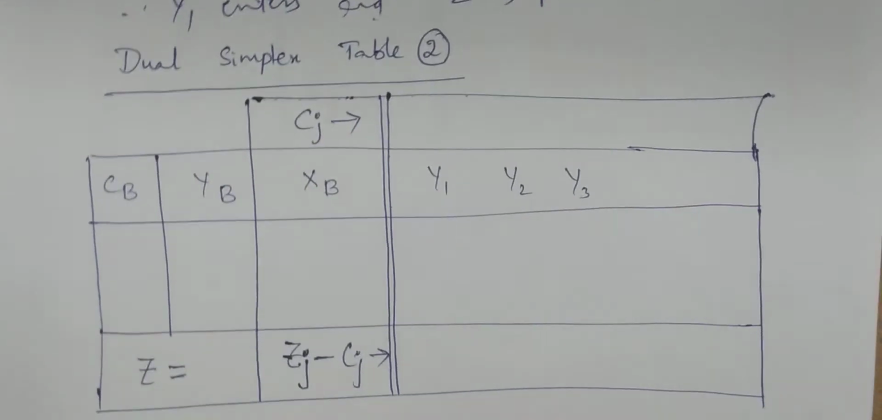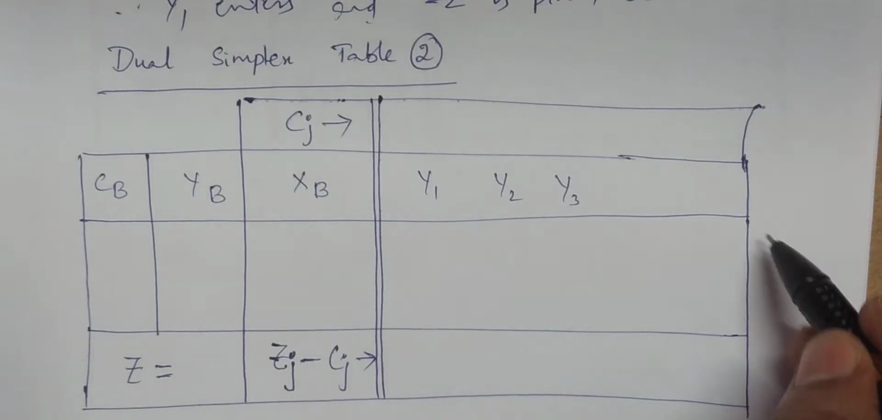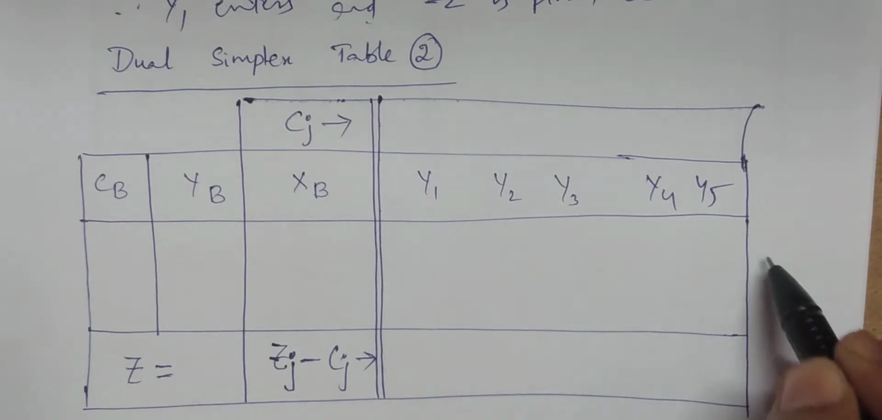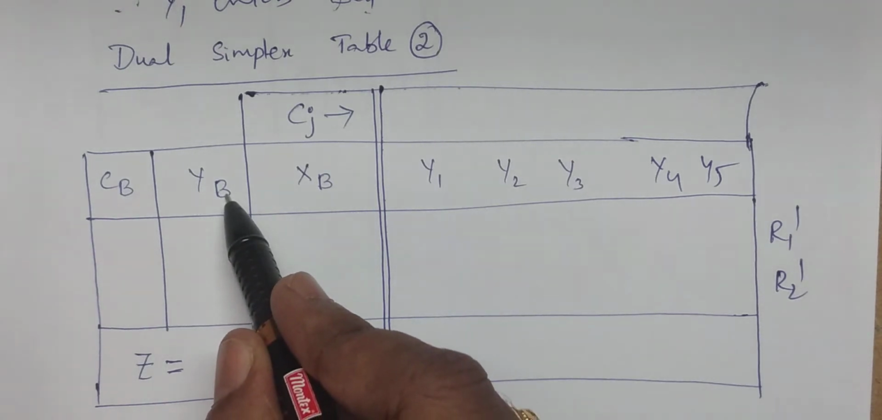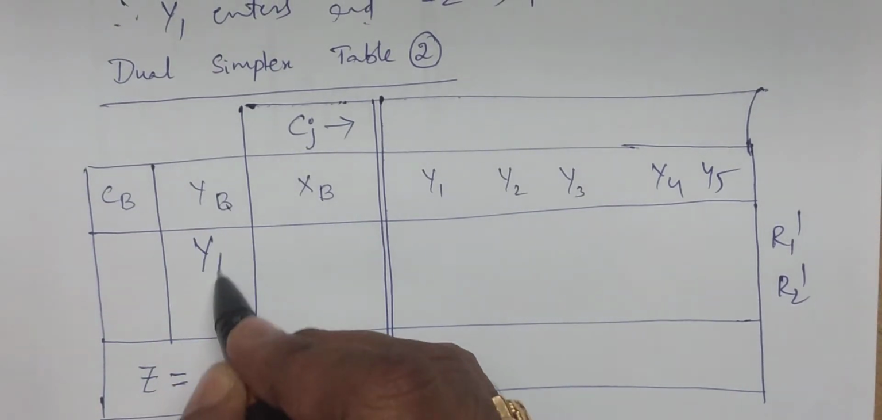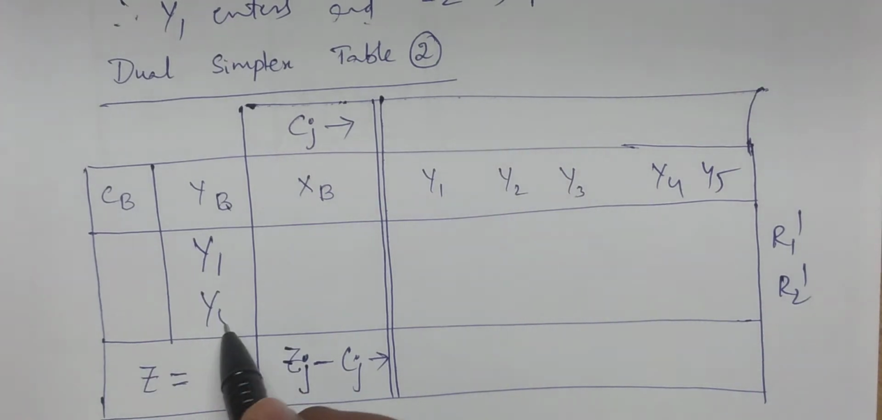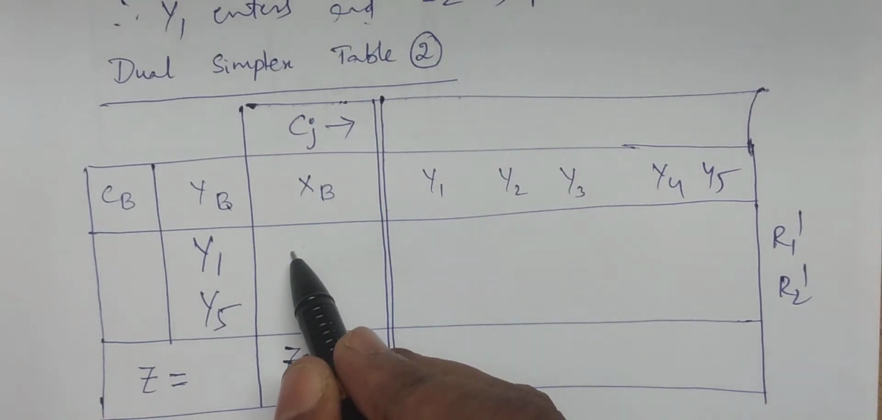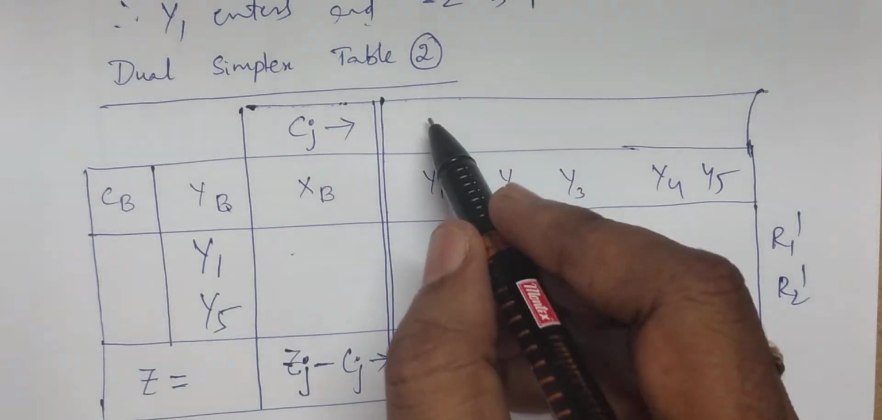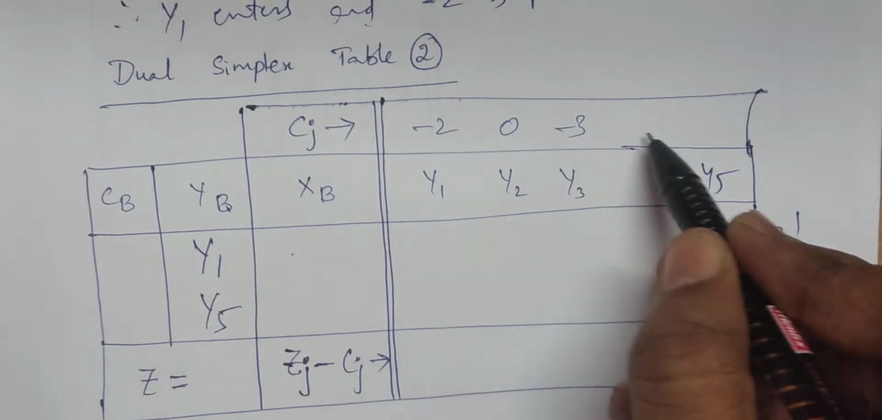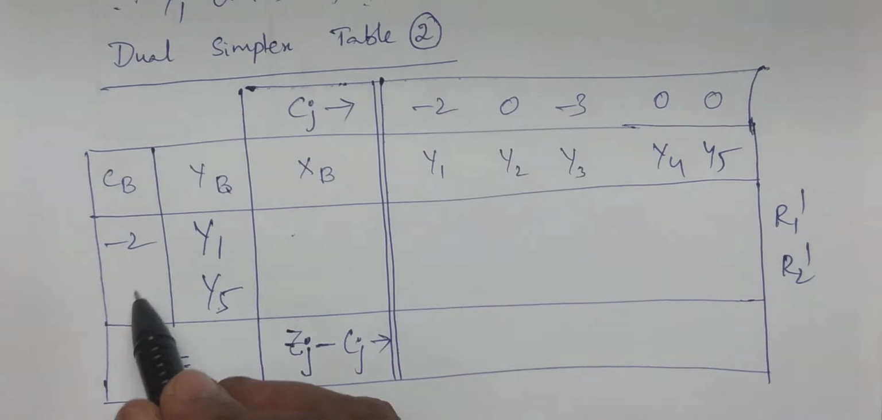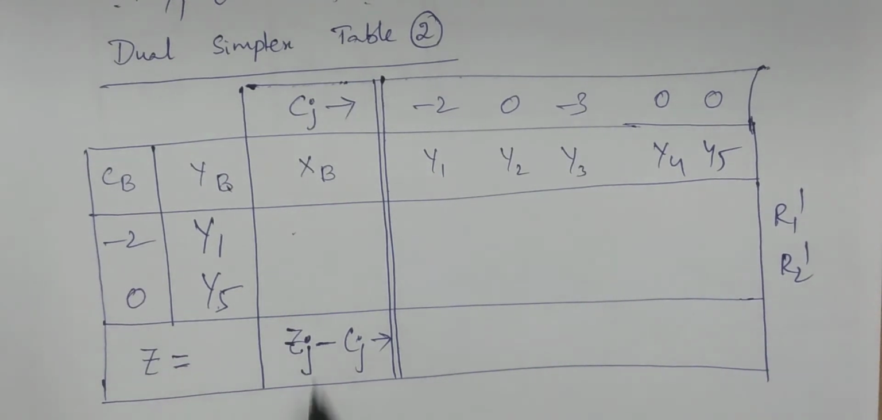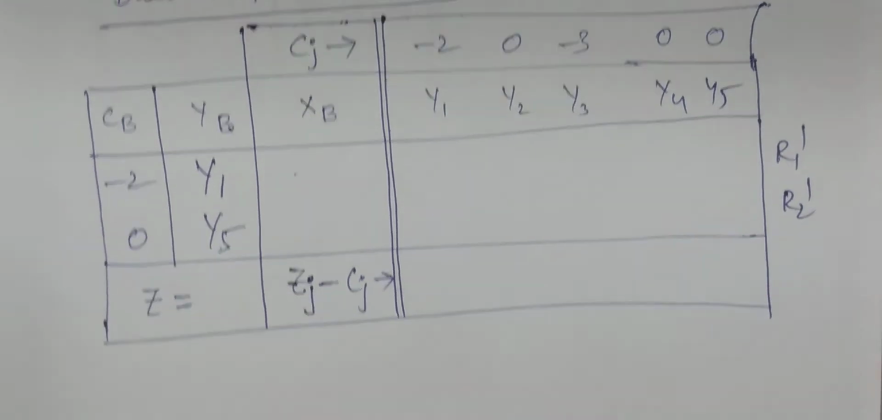What is the next simplex table? So I formulated the next simplex table. You see here, this is the next dual simplex table 2, that is y3, y4, y5, r1 dash, r2 dash. Before that, what do I write? First of all, what are the changes? In Yb, y4 leaves, y1 enters, therefore y1, and y5 as it is. And these are the values you have to calculate. Cost: minus 2, 0, minus 3, 0, 0. These are the costs. Therefore y1 cost is minus 2, y5 cost is 0, and all the remaining values you have to calculate by using relevant row operations.